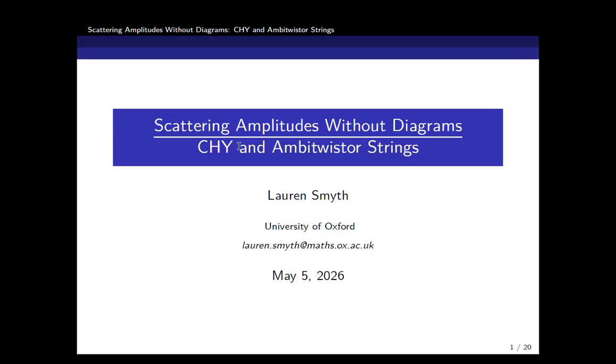So essentially I'm talking about scattering amplitudes without diagrams. What we're going to do is look at a reformulation of amplitudes at tree level that goes straight from the particle content. We're going to bypass the Lagrangian and traditional Feynman diagrams all the way to the actual amplitudes itself. And this is the CHY formulation of scattering amplitudes. And then also in part two, after I talk about that, I'll talk about its parent theory of Ambitwistor strings, because we like to know where things come from.